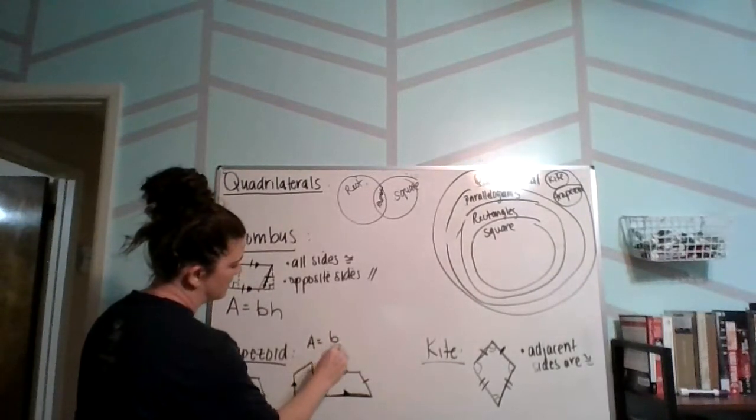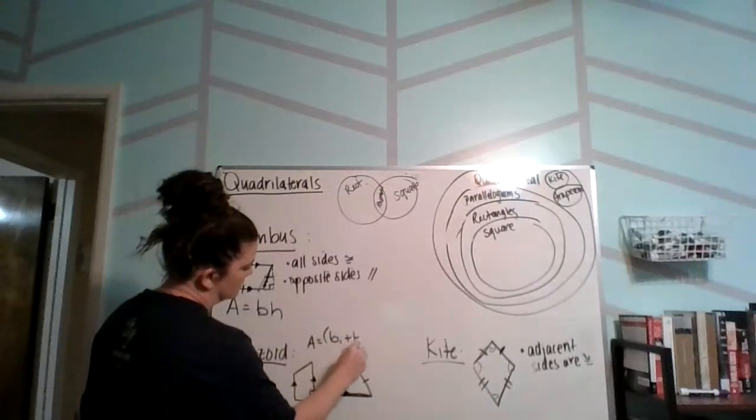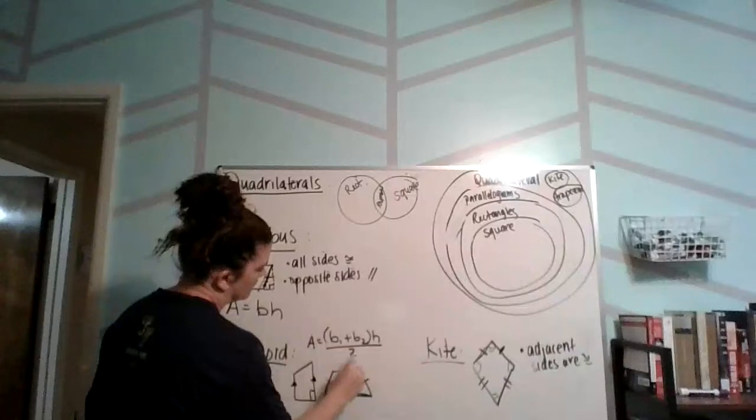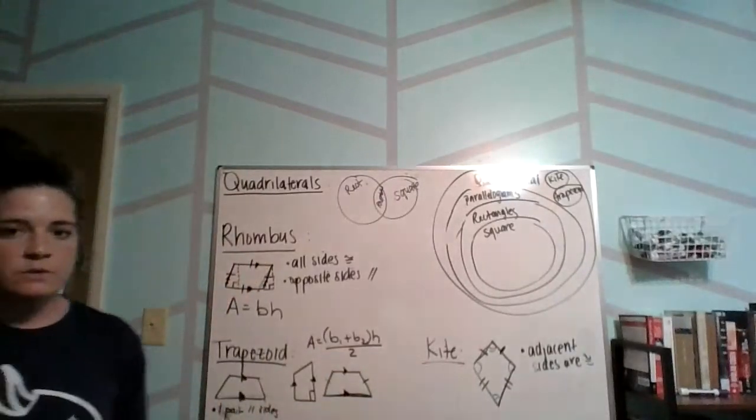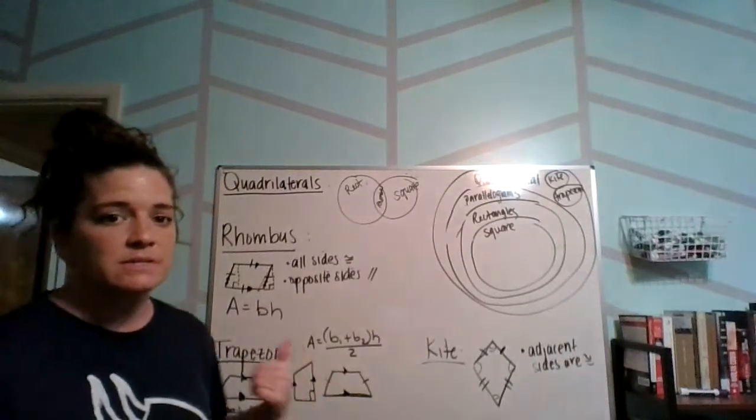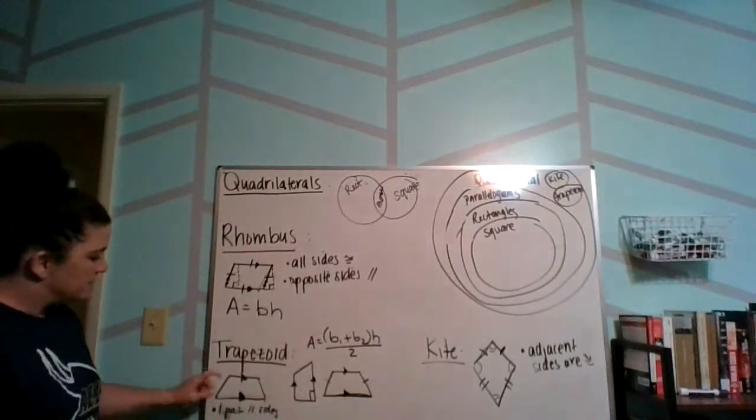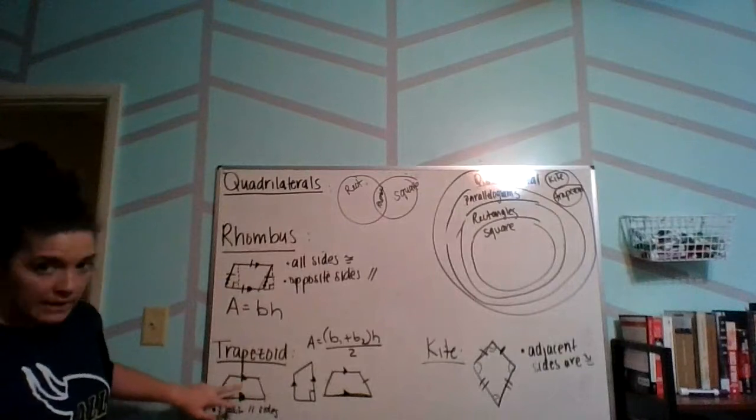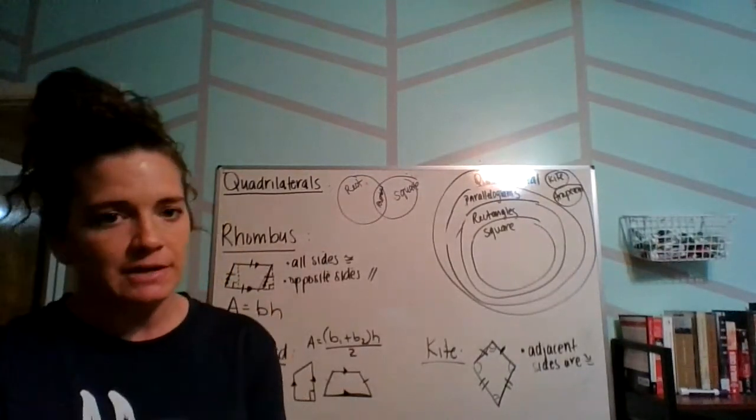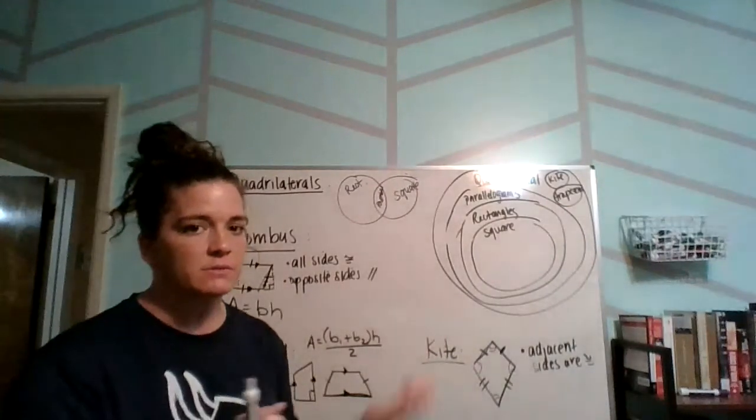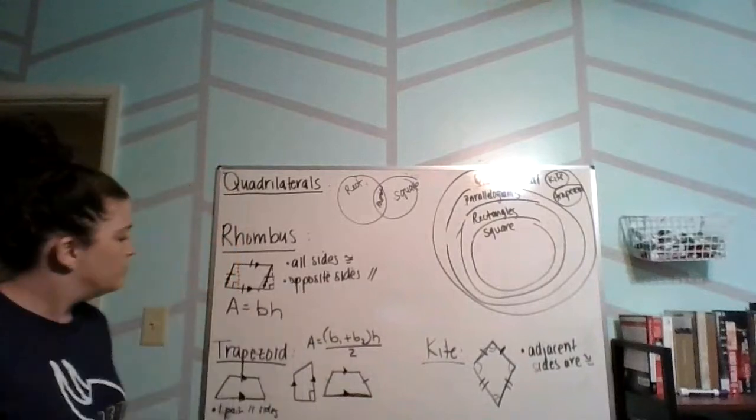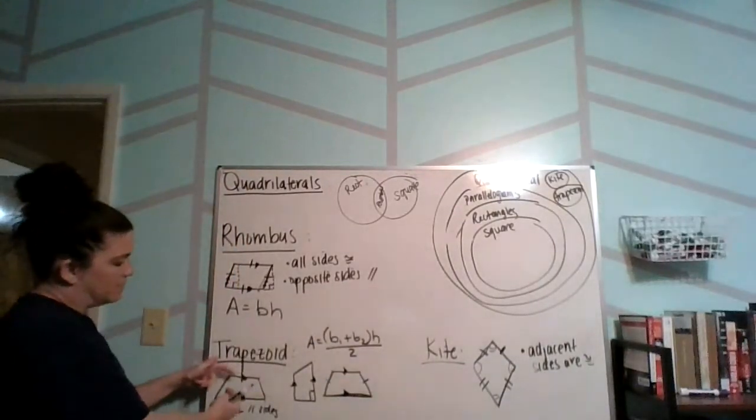It's going to be base 1 plus base 2 times the height, divided by 2. Remember, B1 and B2, it doesn't matter what order you put them in because it's addition. The bases are the ones that are parallel to each other. I know a lot of times we think base means it's sitting on it. Not always, okay? We don't always put our shapes on their feet, I guess. So bases are going to be indicated by the parallel sides.